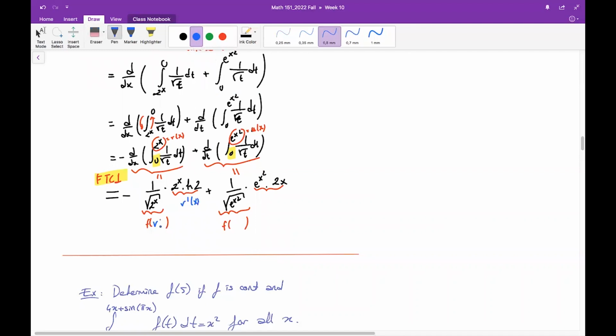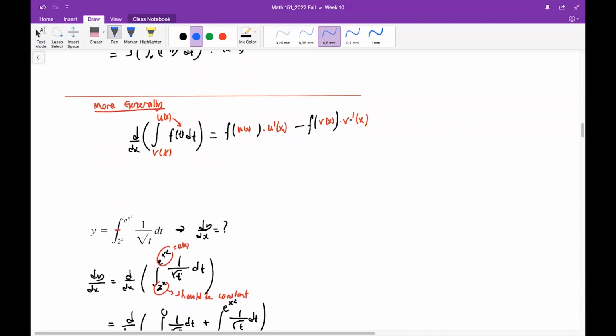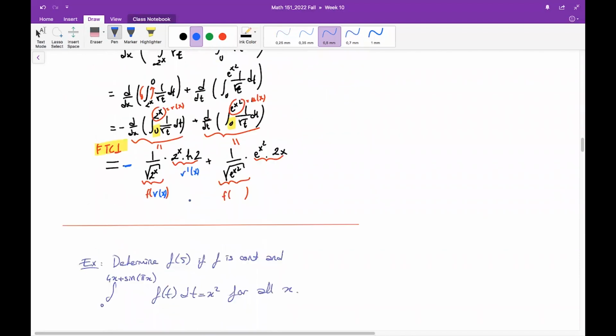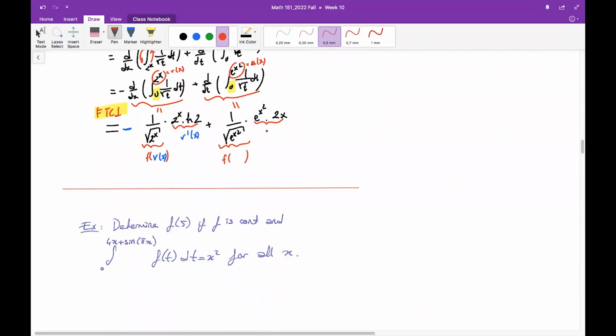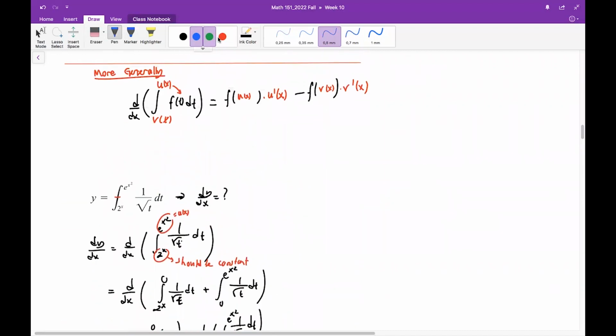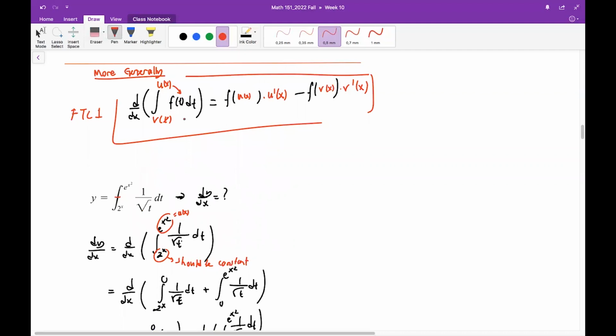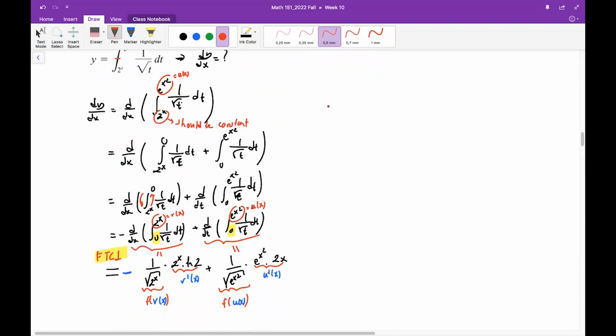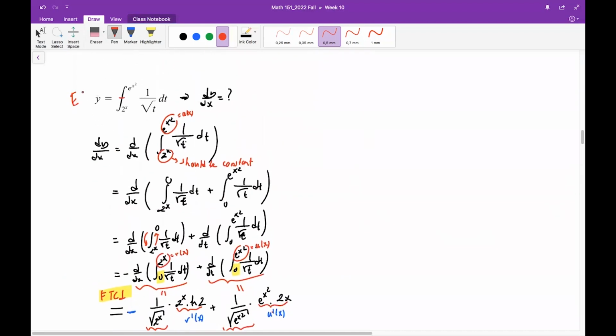The derivative of the lower bound, we inserted it, and you have a minus sign in this part for the lower bound part, okay? And here, this is the derivative of the upper bound for the integral, and you insert u of x here, just like we write in the general formula. Okay, this is the most general form of fundamental theorem of calculus part 1, FTC part 1, where you have functions in both the upper and lower bound, and that's how you should apply it. And this is the example of it.